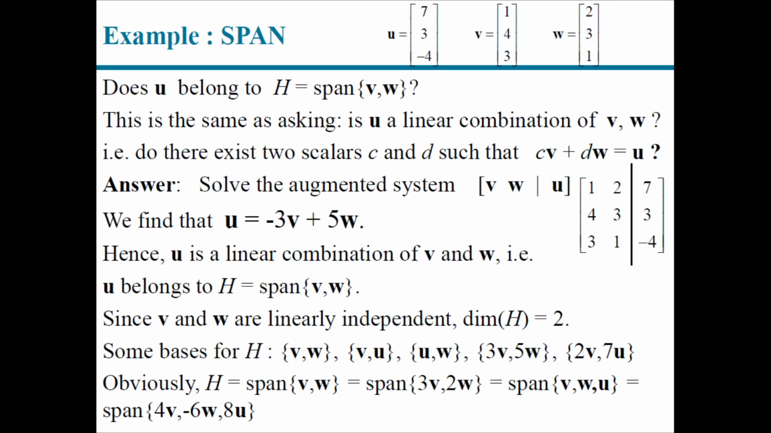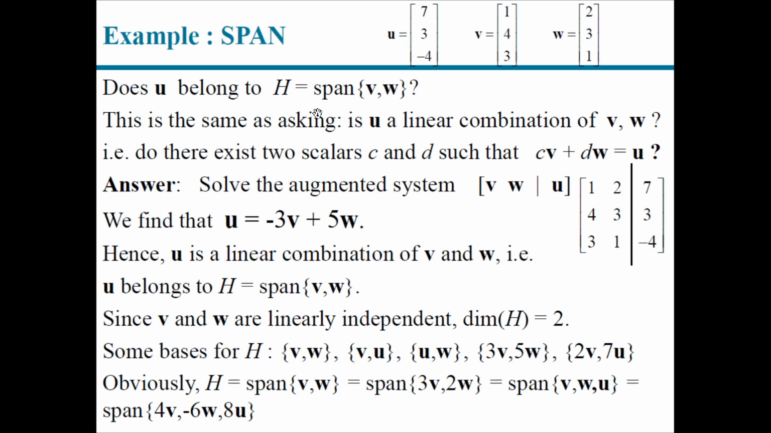Another example: I want to see if a vector u belongs to the span of vectors v and w. The vectors are given here. So the question is, does u belong to the span of v and w? We can see that v and w are linearly independent, by the way, because they are not scalar multiples of each other. So the dimension of the span, H, is 2, because it's generated by two linearly independent vectors. So that's easy. How do I answer this question?